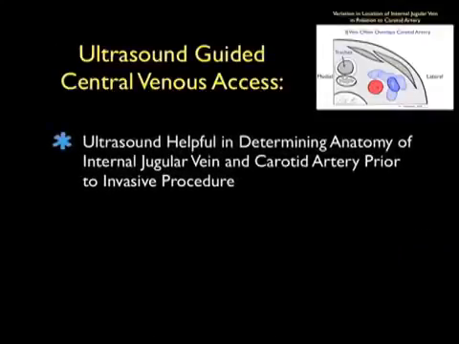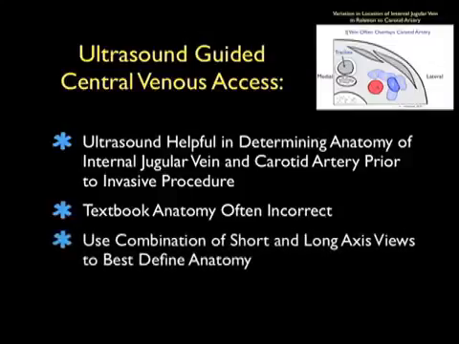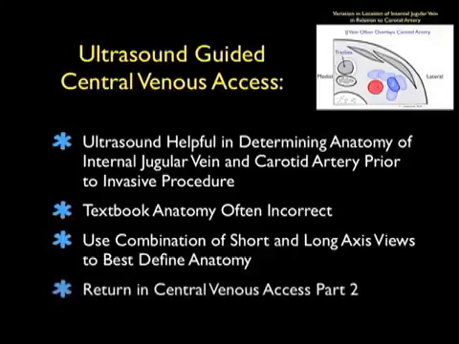In conclusion, thanks for tuning in for part 1 of ultrasound-guided central venous access. I hope I've been able to drive home the point that ultrasound is very helpful in determining the relative anatomy of the internal jugular vein and carotid artery prior to an invasive procedure, as the textbook anatomy of the vein to artery is often incorrect. And it's best to use a combination of short and long axis views prior to a puncture attempt to best define the anatomy.